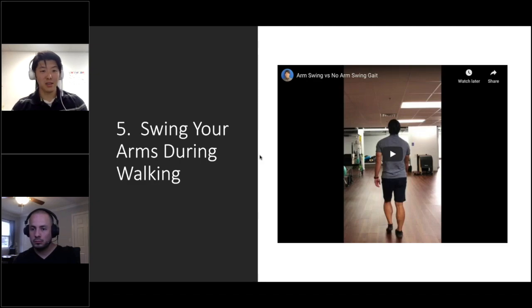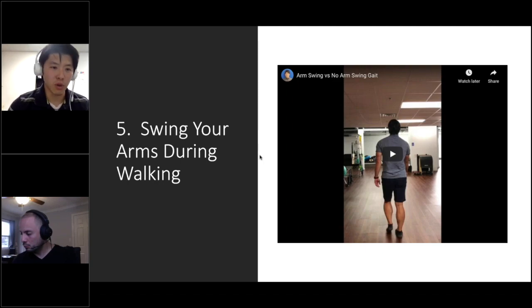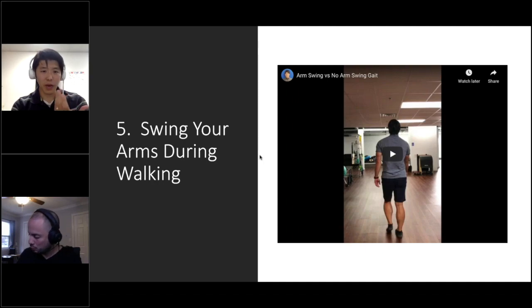Number 5, the last one. I made it the simplest, hopefully: swinging your arms when you walk. With COVID-19, we're more aware of our surroundings. If you're out in public wearing a mask and you're worried about so many people not social distancing or spreading viruses, you might be a little more tense when you walk. So your arms might not be swinging as much.